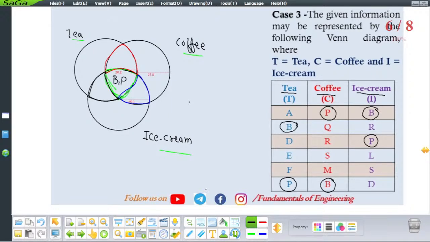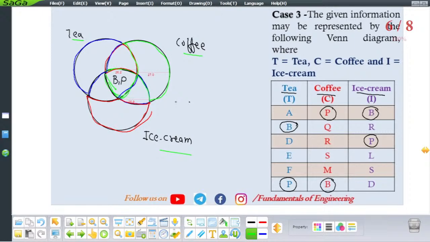And for the remaining, this circle area shows those who like to taste only ice cream. Then this is the area for those who like to taste only tea, and last this is the area for those who like to taste only coffee, right? So we have seen common in all three, then common in two, and only tea, coffee or ice cream.